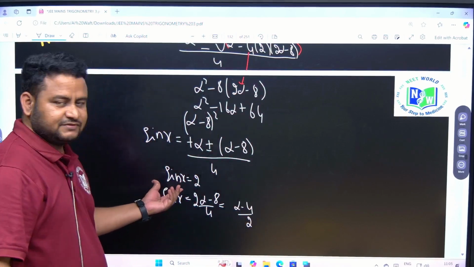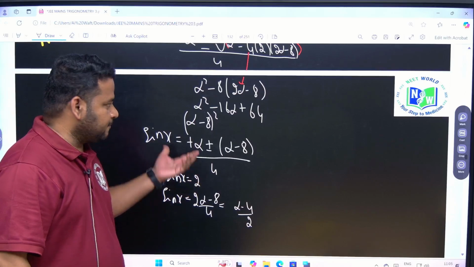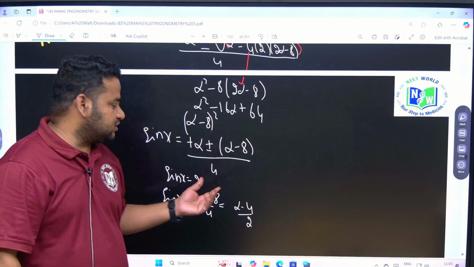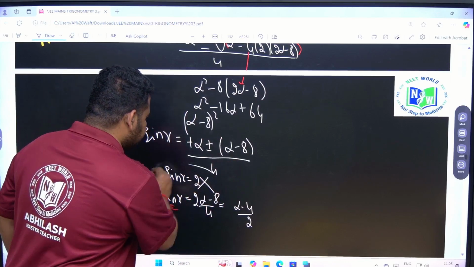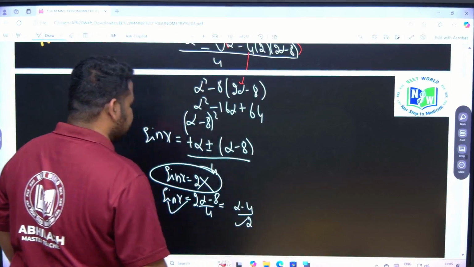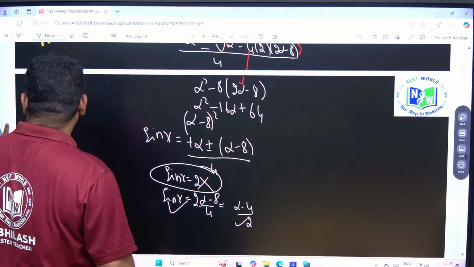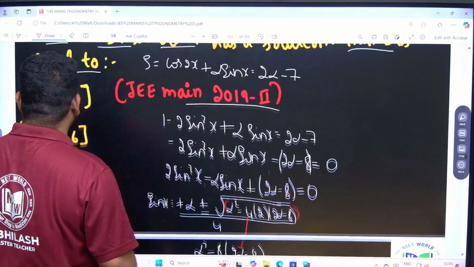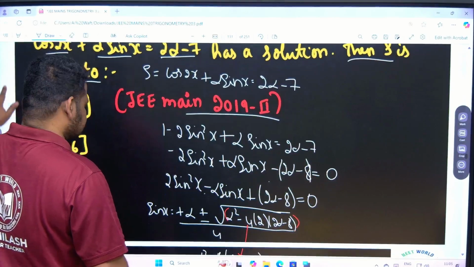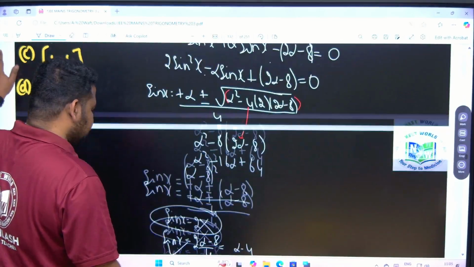But we know that the range of sin x is minus 1 to plus 1, as I just told you. So definitely it cannot be 2, so we are ignoring this. So sin x we are taking this value. We got sin x as alpha minus 4 by 2. Correct now?